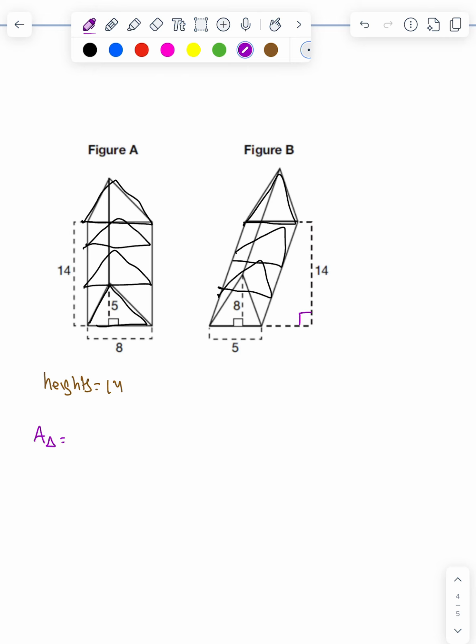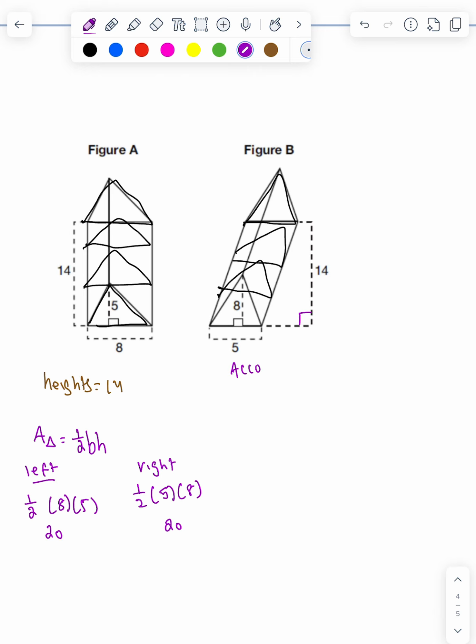So the cross-sections are triangles. So the area of a triangle is 1/2 base times height. For the one on the left, we have 1/2, the base is 8, the height is 5. And for the one on the right, we have 1/2, the base is 5, and the height is 8. And since we're multiplying the same numbers together, it's going to result in the same thing. 20.